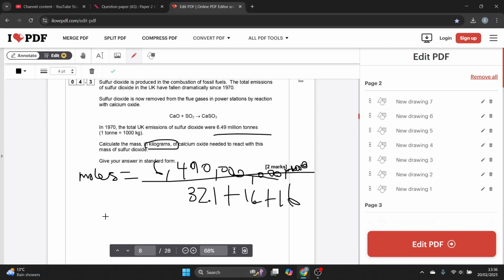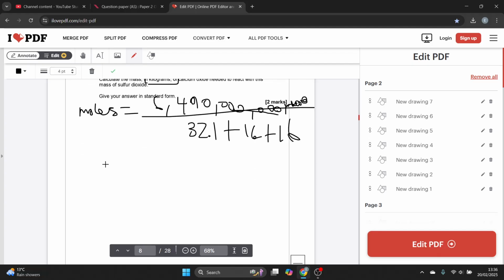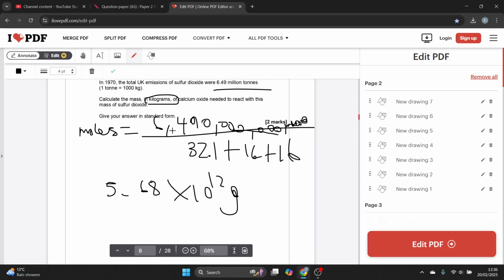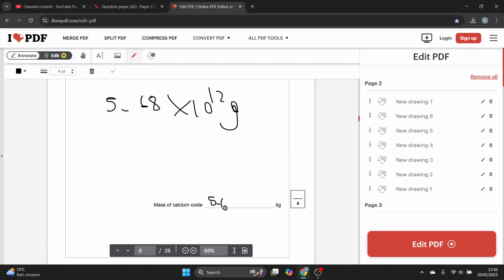I want to find the mass of calcium oxide I need to react with that. Moles and mass over Mr. It's got a 1 to 1 molar ratio. Mass is the moles, just worked out, times by the Mr of calcium oxide, which is 56.1. And that would give me the mass. So I get 5.68 times by 10 to the power 12 grams, because I worked out the moles using mass over Mr and mass is in grams, right? I want it in kilograms, so I divide by 1000, so it becomes 5.68 times by 10 to the power 9 kilograms.